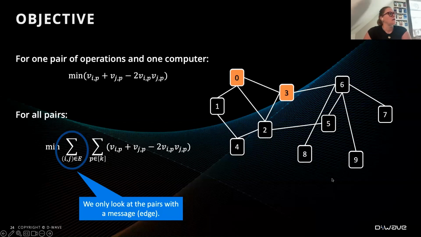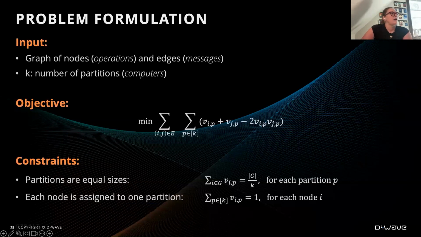Okay, so we built our mathematical expressions. And so now our problem formulation went from a logical situation into mathematical equations. And so that looks like this. Our graph input is the same. Here we have the minimization problem that we built for our objective and the equations that we built for our constraints as well.